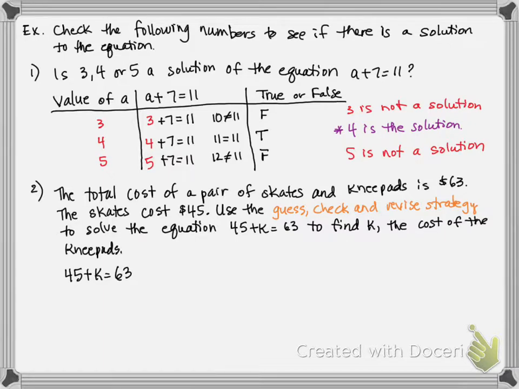All right, and then I'm just going to pick a guess. Let's try 15. So I'm going to substitute in 15 in for k and see if I get something that's true or false. And in addition, how do I need to adjust? So let's see, 45 plus 15 is 60. Ooh, so 60 is not equal to 63. So I'm going to need to take another guess. So I'm going to guess higher than 60. Why? Because I need to get from 60 up to 63.